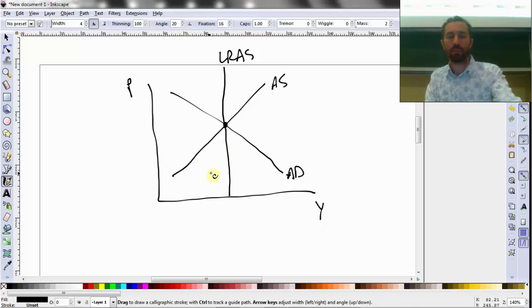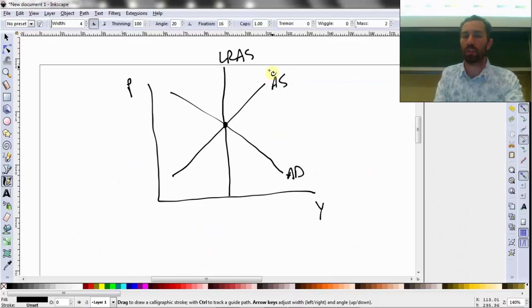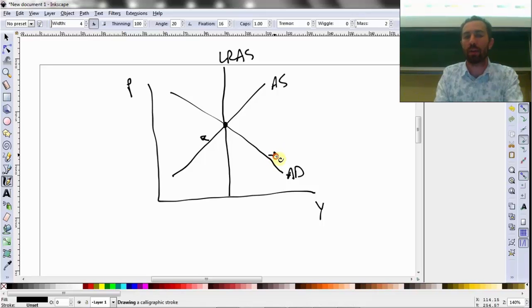Okay. So let's follow those two statements. There's going to be an inflation forecast. So if there's an inflation forecast, what is it saying? People are expecting inflation, so they demand higher wages. Okay, so they increase their wages, expecting inflation to increase. Why would they expect inflation to increase?